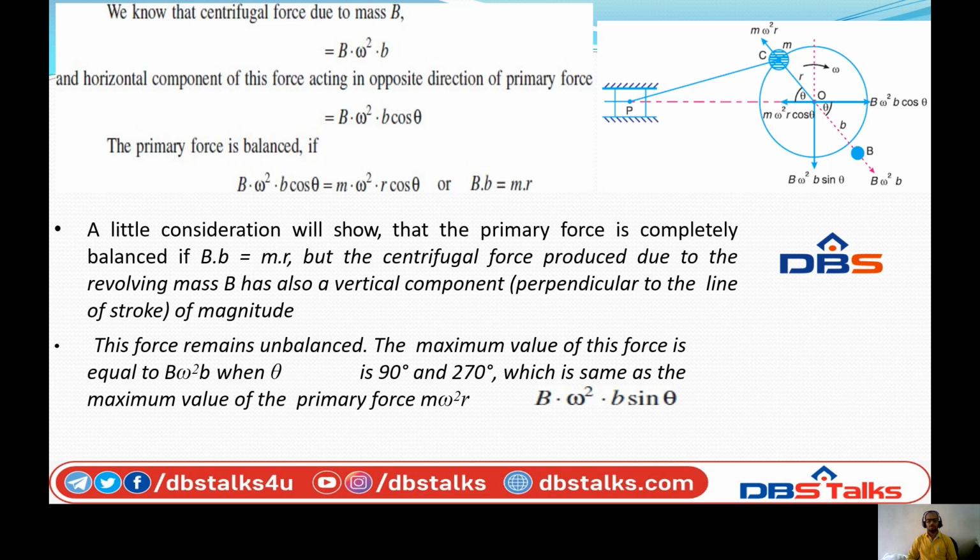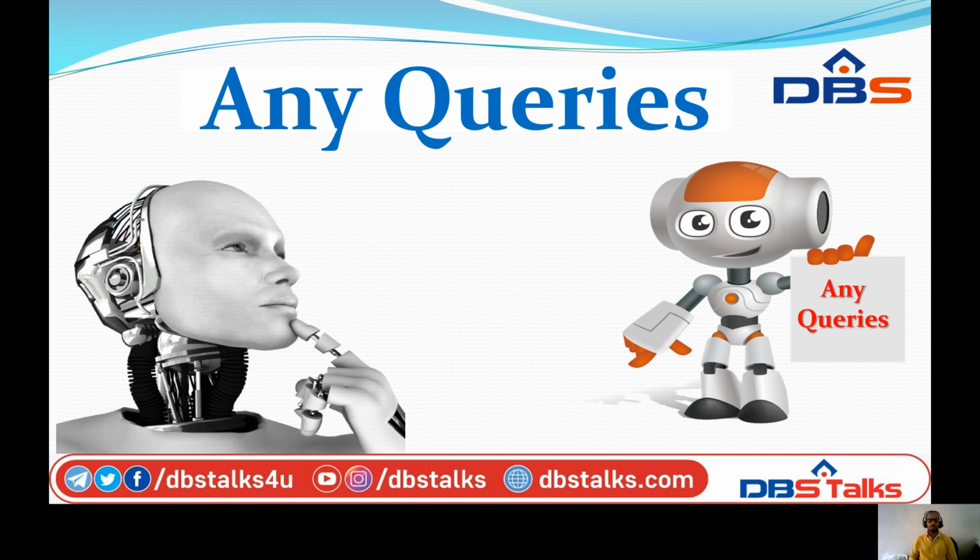So the maximum value of this force is B omega square b when theta is 90 or 270. By substituting these values, it is B omega square b sin theta, since it is a vertical component, that is the y component. So with that, we have studied the primary forces and secondary forces in the reciprocating parts of an engine.